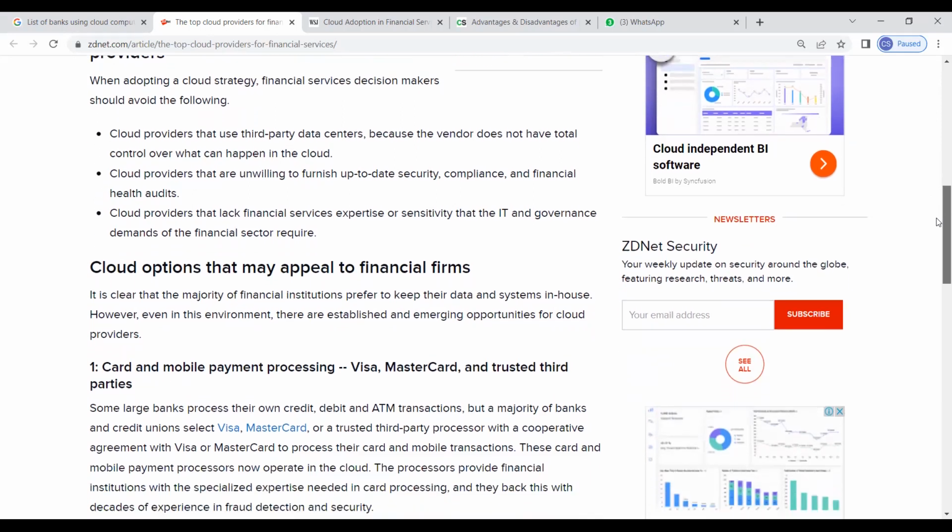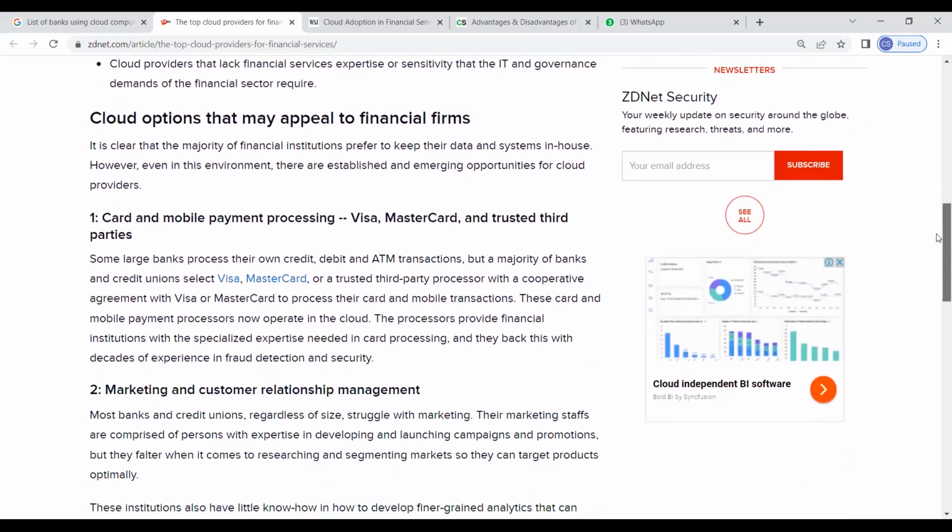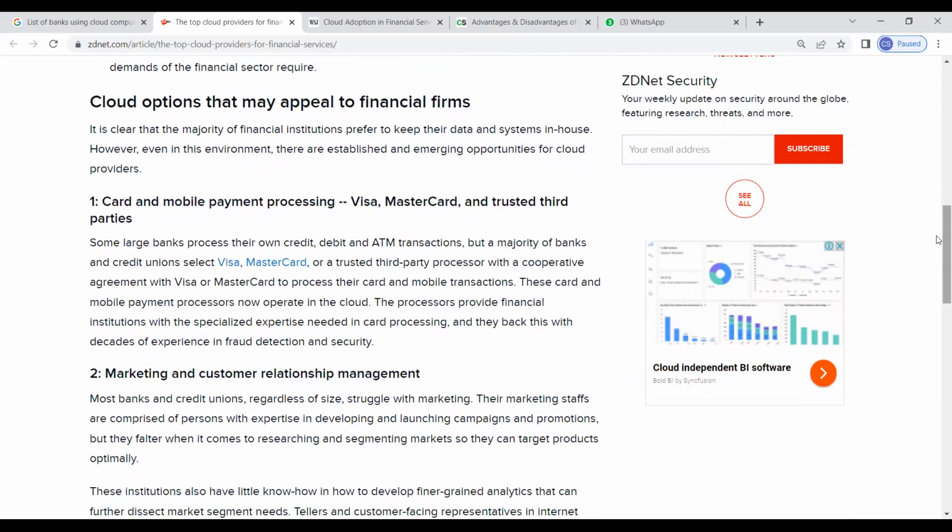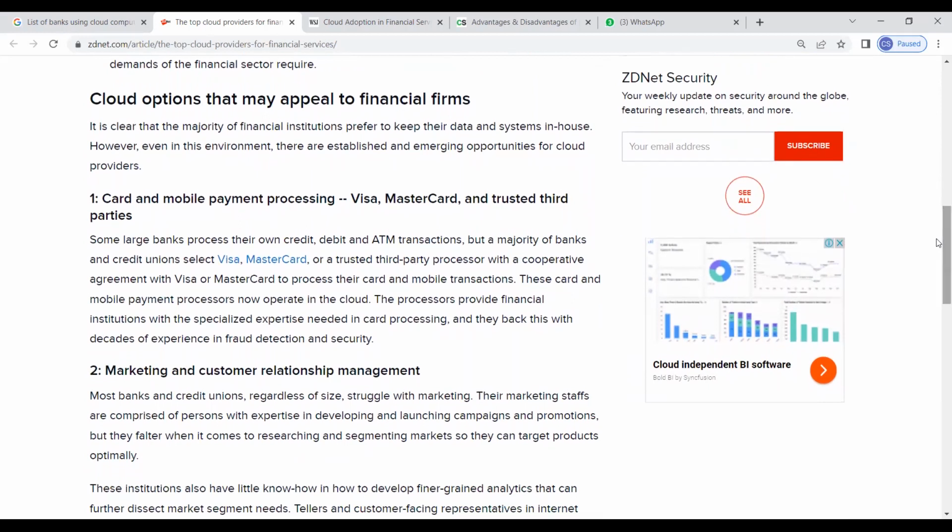So cloud options that may appeal to financial firms are, the first is the card and mobile payment processing. So for that purpose, some large banks process their own credit, debit, and ATM transactions, but a majority of banks and credit unions will select Visa and MasterCard only, or any of the trusted third-party processor with a cooperative agreement with a Visa or MasterCard to process their card and mobile transactions.